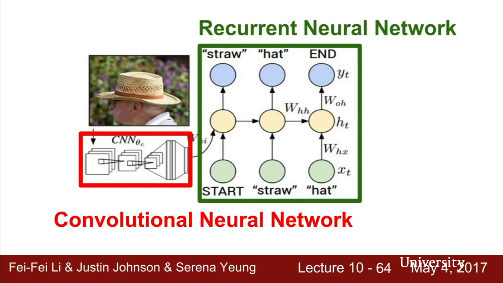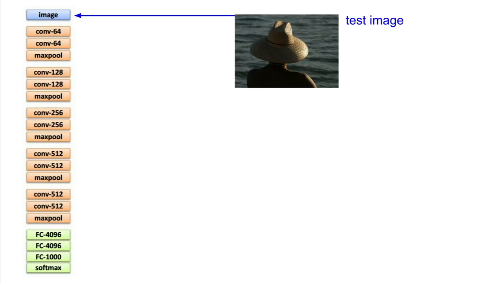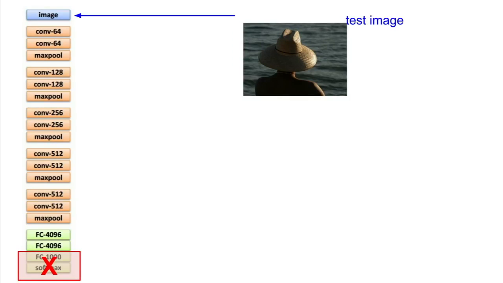The way this works at test time after the model is trained looks almost exactly the same as these character-level language models that we saw a little bit ago. We'll take our input image and feed it through our convolutional network, but now instead of taking the softmax scores from an ImageNet model, we'll instead take this 4096-dimensional vector from the end of the model.